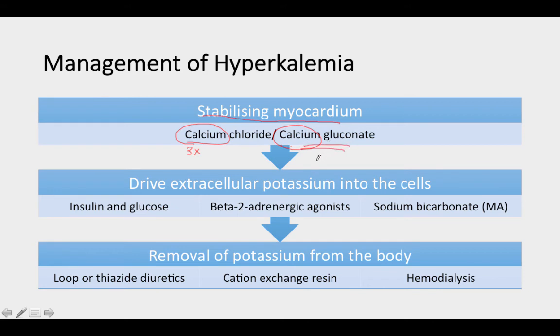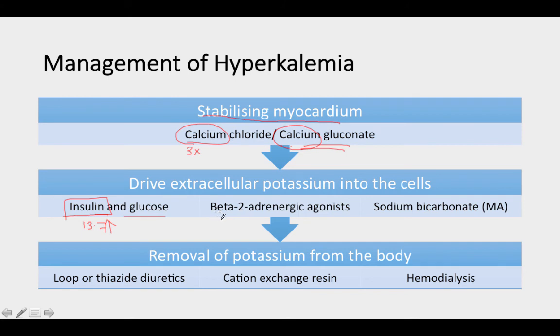Next priority, as we said, is to drive that extracellular potassium into the cells. And what we typically use is insulin and glucose. The insulin, as we've said, drives that sodium potassium ATPase pump. It drives the potassium intracellularly. Why do we give the glucose? So they don't get hypoglycemic as a result of the insulin. Now, if the patient is hyperglycemic, like their sugar is above 13.7, I see some guidelines say you can just give the insulin by itself.